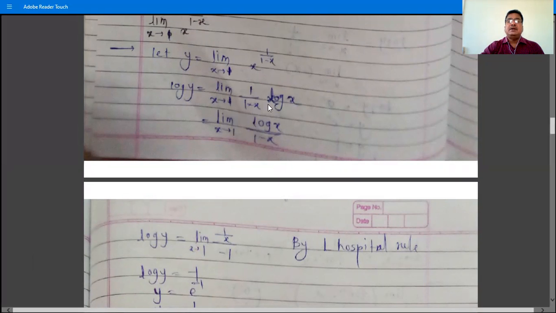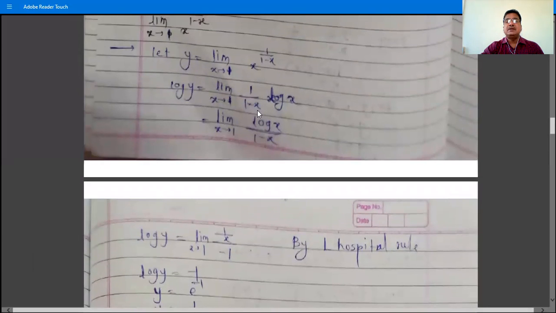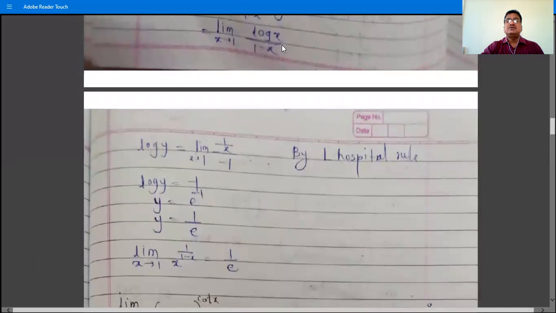Then limit x tends to 1, log x divided by 1 minus x, which means log x divided by 1 minus x. And then if you substitute x as 1, then log 1 is 0 and 1 minus 1 is 0. So we have the 0 by 0 form right here. And then by L'Hospital's rule, limit x tends to 1, the derivative of log x is 1 by x, and the derivative of 1 minus x is what? The derivative of 1 is 0 and the derivative of minus x is minus 1.